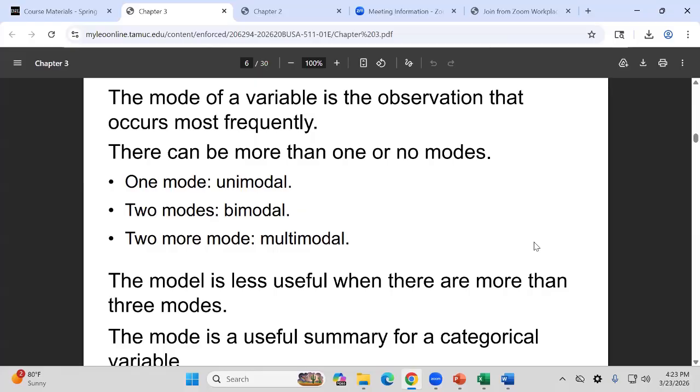Right? Sometimes you have just one value that appears in the data set most frequently. Sometimes you have two, three, right? If you have two most frequently appearing values in the data set, then your data set is called bimodal. If you have more, it is multimodal. If you only have one value that appears most frequently, that's called unimodal. This is how you measure centrality.